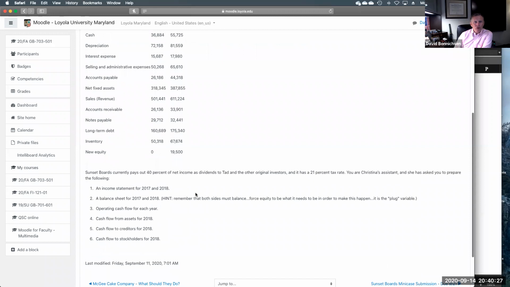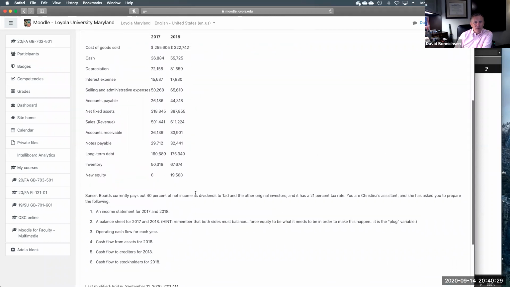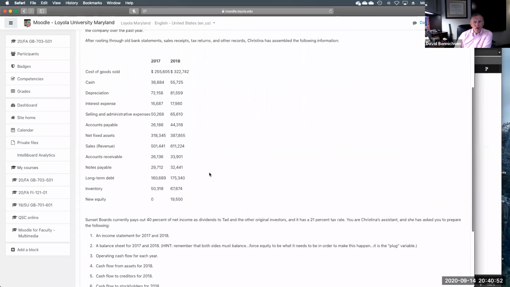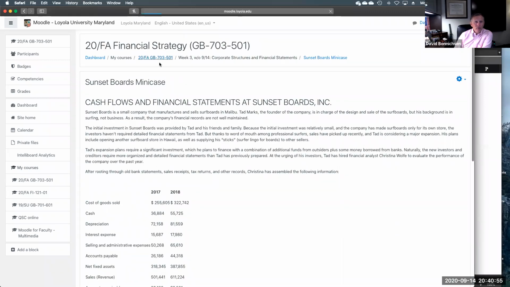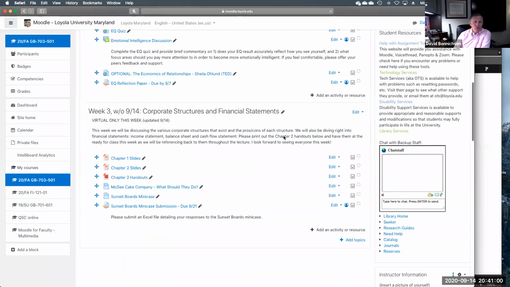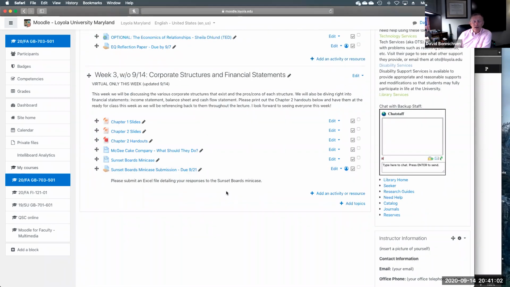Build an income statement for 2017 and 2018. Build a balance sheet for 2017 and 2018. Again, both sides must balance. Force equity to be what it has to be. It's the plug variable. Calculate the operating cash flow for each year. Calculate the CFFA for 2018. Cash flow to creditors and cash flow to stockholders. Your deliverable is to submit your Excel file with all of that work by next Monday.